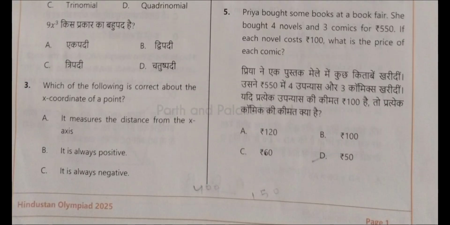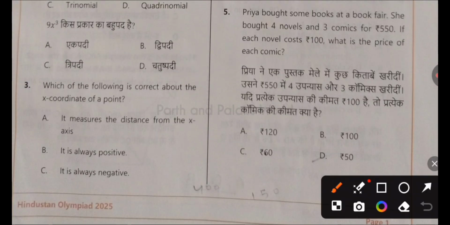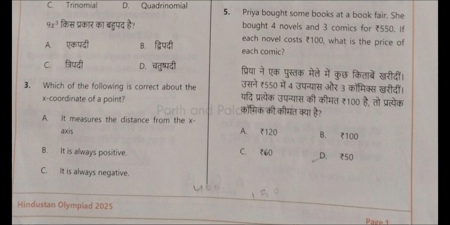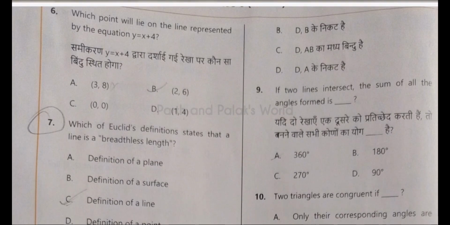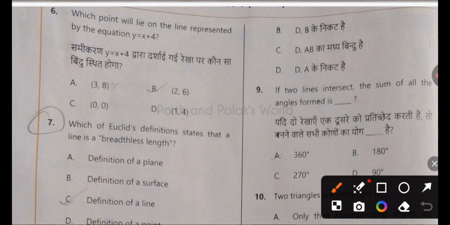Question number 5. Priya bought some books at a book fair. She bought 4 novels and 3 comics for 550 rupees. If each novel cost 100 rupees, what is the price of each comic? So the answer of this question would be option number D, 50 rupees. Question number 6. Which point will lie on the line represented by the equation y equals x plus 4? The answer of this question would be option number B.